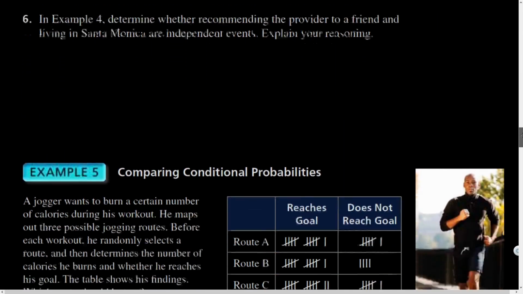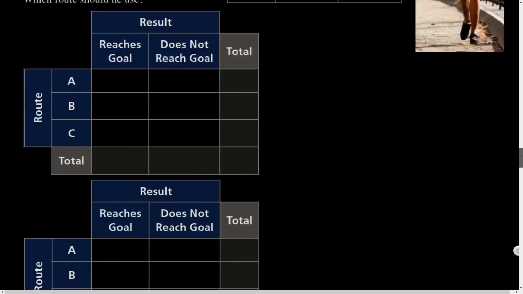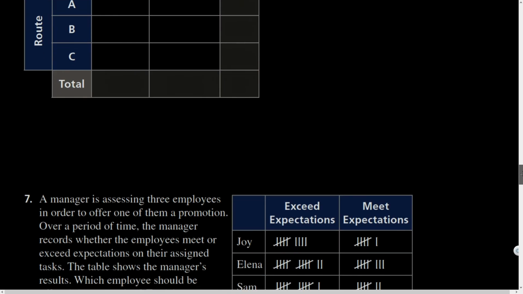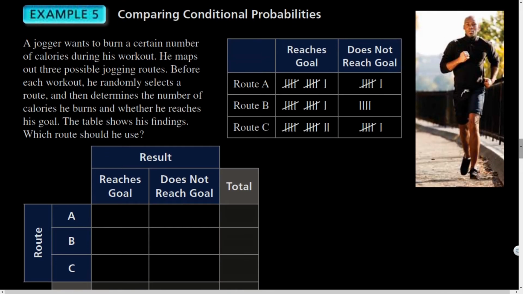I'm going to skip those monitoring progress ones. This one's going to be a little bit longer. I like to take the time to generate multiple tables and then answer the question. So here's example 5. A jogger wants to burn a certain number of calories. Man, this guy's going to be burning calories just thinking about math this much to optimize jogging routes. But hey, good for him.